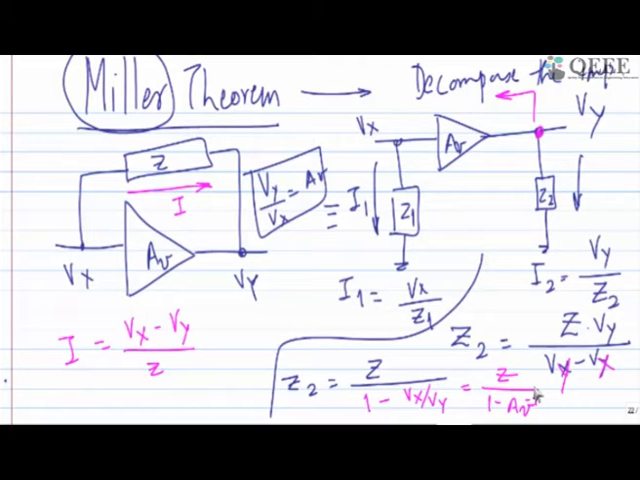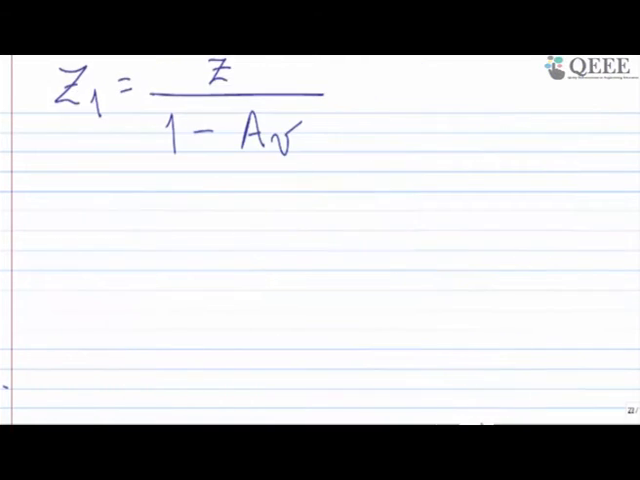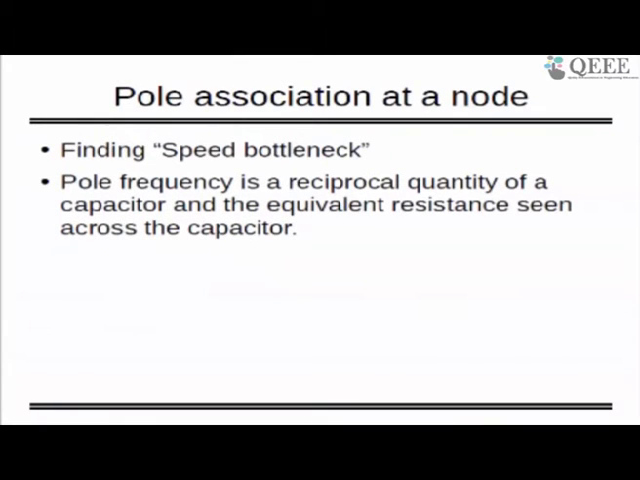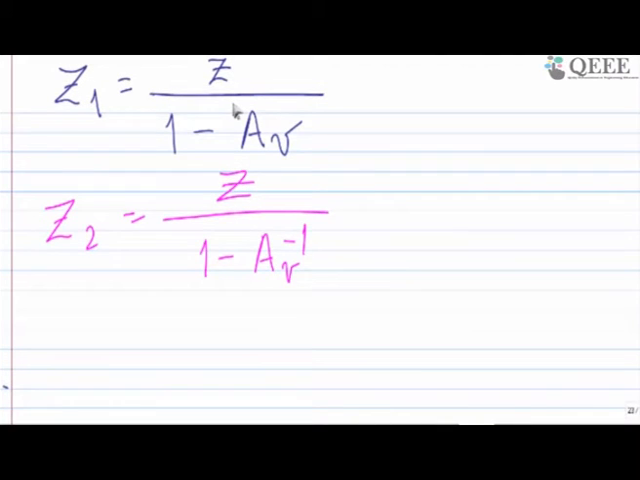Excellent. So we learn that Z2 becomes Z by 1 minus Av inverse. Let's remember that Miller theorem and keep this Z1 and Z2 in your mind: one is Z divided by 1 minus Av and one is Z divided by 1 minus Av inverse. Z1 is this side, Z2 is this side.